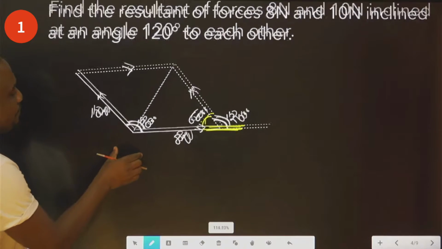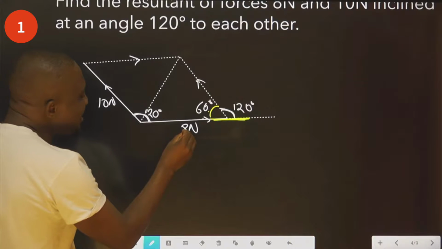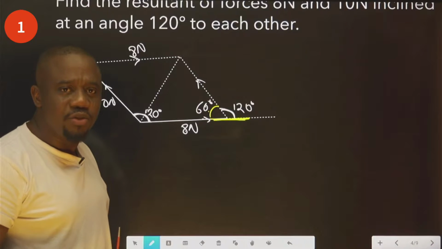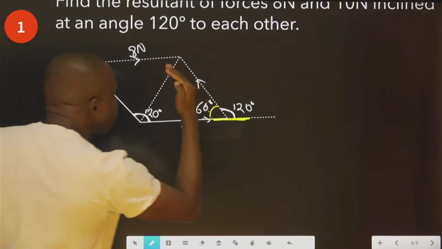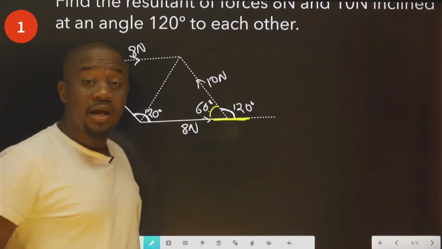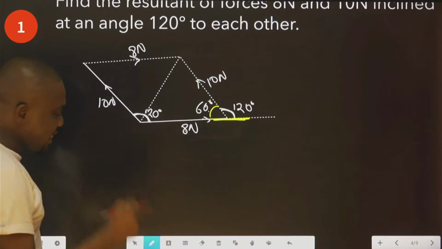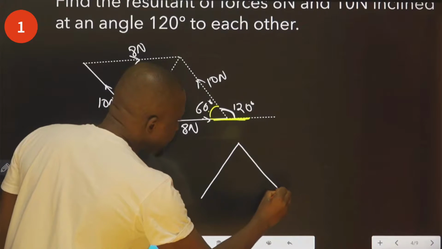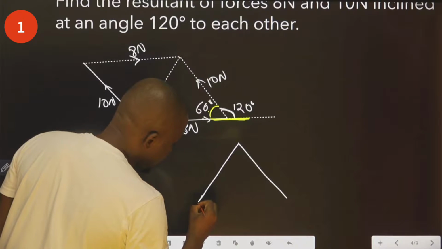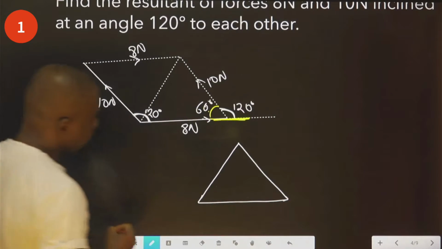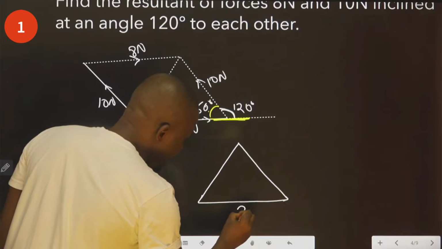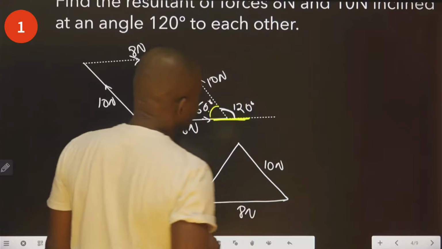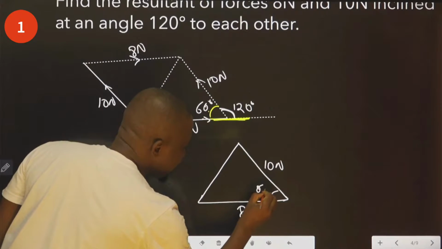Now we have this diagram. You agree with me? If this is 8 Newton, even here, that is parallel to this line, is also 8 Newton. The same thing, this is 10 Newton, this is also 10 Newton. Okay? Now that we have this, we bring this out, here, here, and here. Okay? This is 8 Newton. Here is 10 Newton. Here is 60.